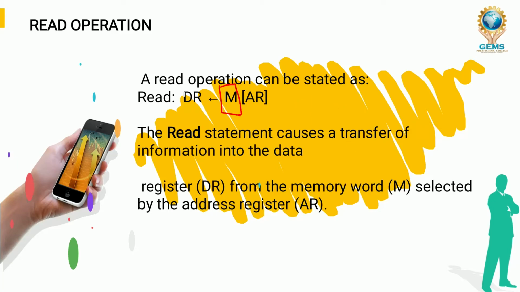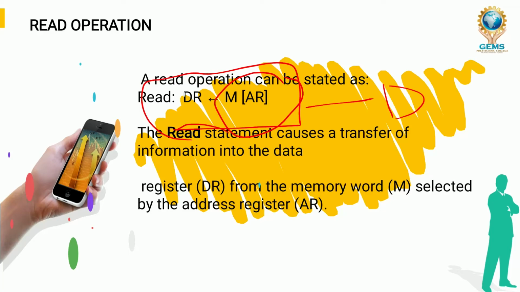Read operation, how is it showing? It's showing like this. So this is the address register. Inside the address register, particular data will be there. This information passing to the data register is memory to data. That is, it's going out.